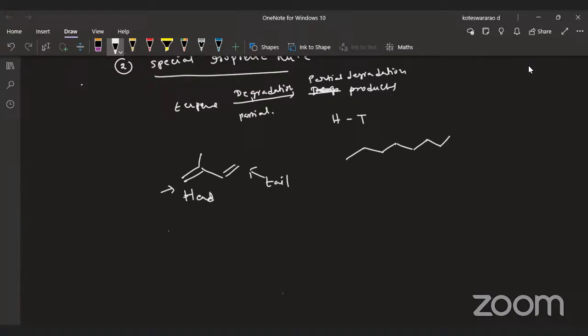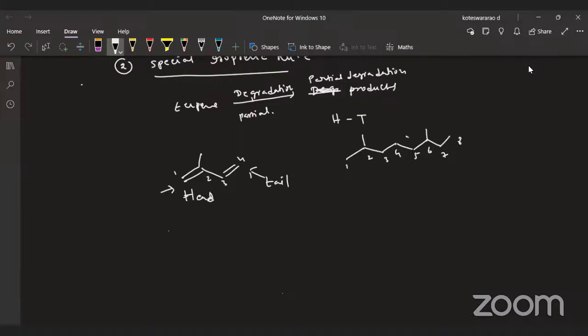Now, in each isoprene, how many carbons are there in the straight chain? One, two, three, four. The four carbons form the straight chain.